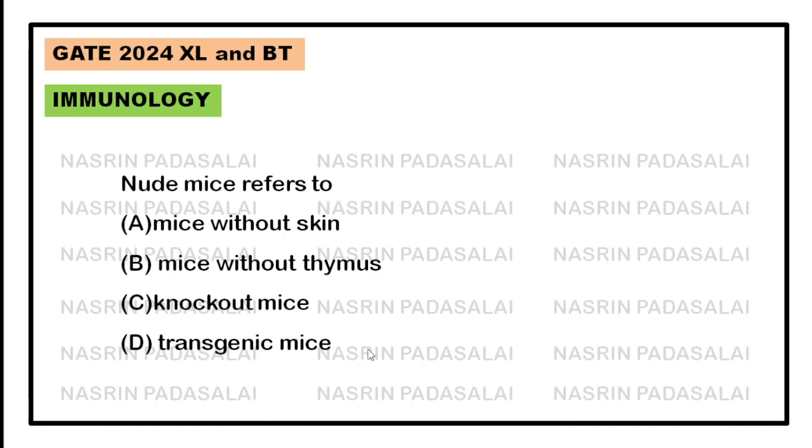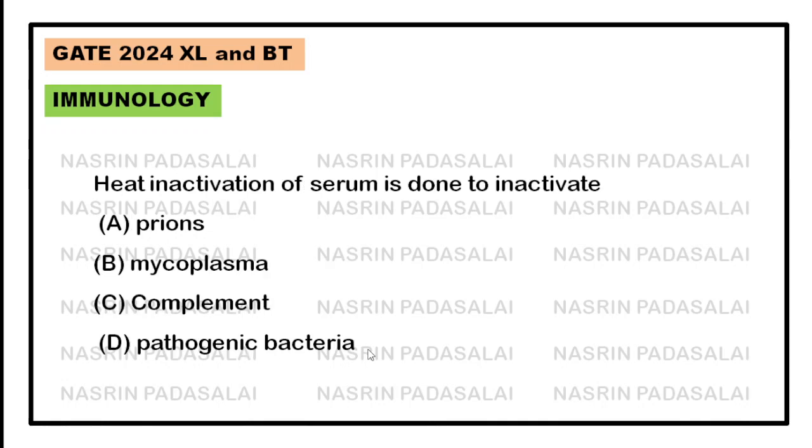Next, nude mice. Nude mice refers to mice without thymus. Those nude mice have a few genetic mutations that do not allow them to develop a thymus completely. So they don't have a thymus. If there is no thymus, ultimately the mice will not have T cells. There is no T cell and ultimately there will be no immune response at all. That's why nude mice are highly used for research purposes.